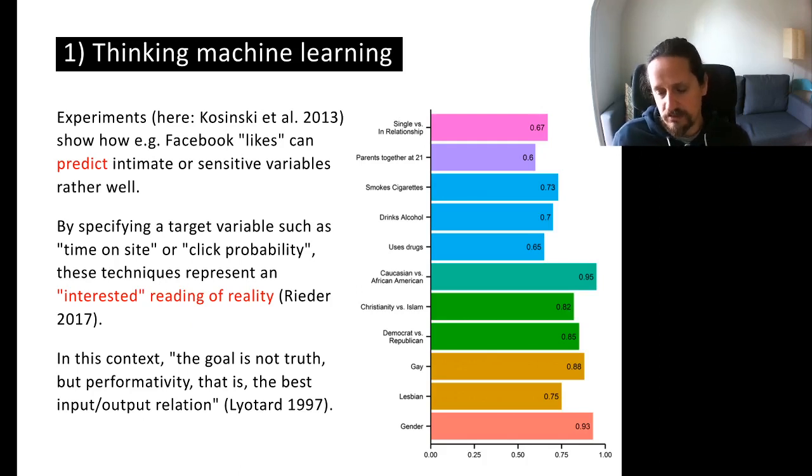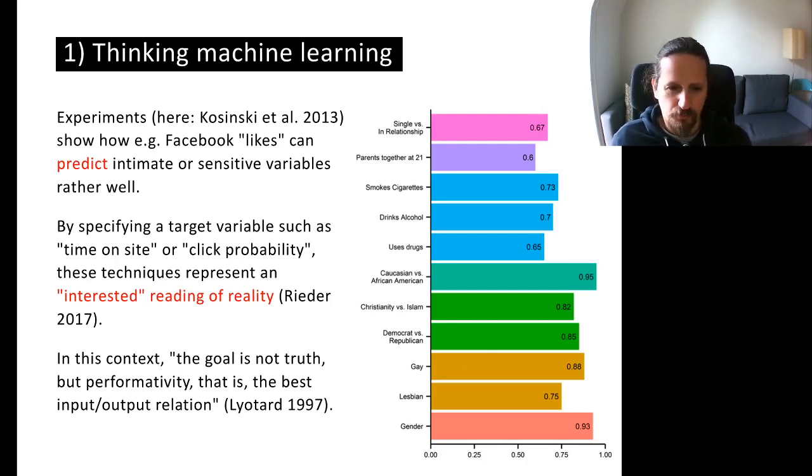And those are the success numbers, right? So for example, the two highest ones here are race and gender. And in the case of race, they were able to guess correctly 19 out of 20 times, right?